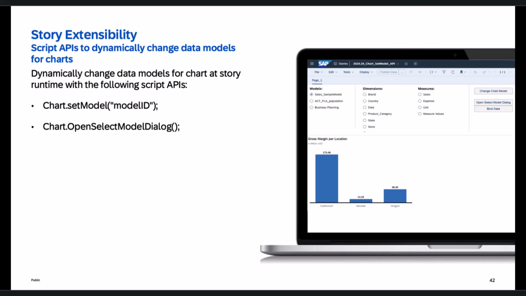Next is also a very strong feature that we provide: a script API that you can use to dynamically change the data model for charts. Before, we already had this API for the table. So at runtime you can set the model for the table to exchange the underlying model. Now we also make that possible for the chart. At runtime, you can use a script API to change the underlying model.